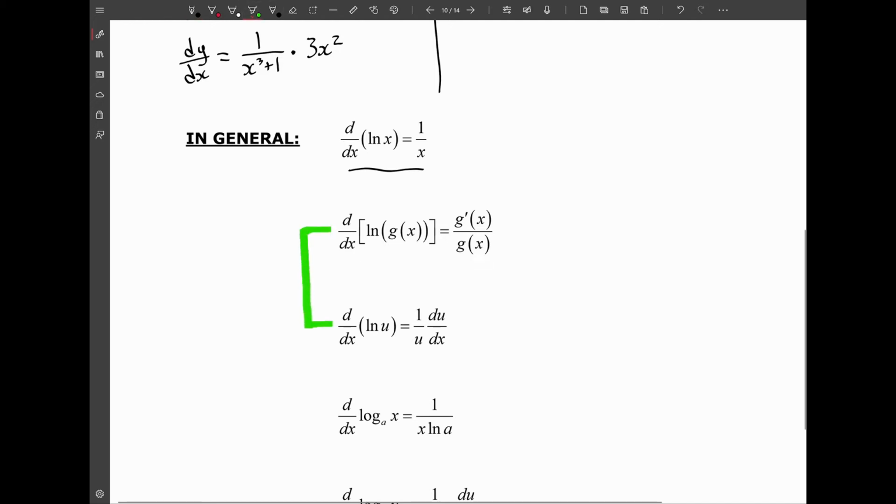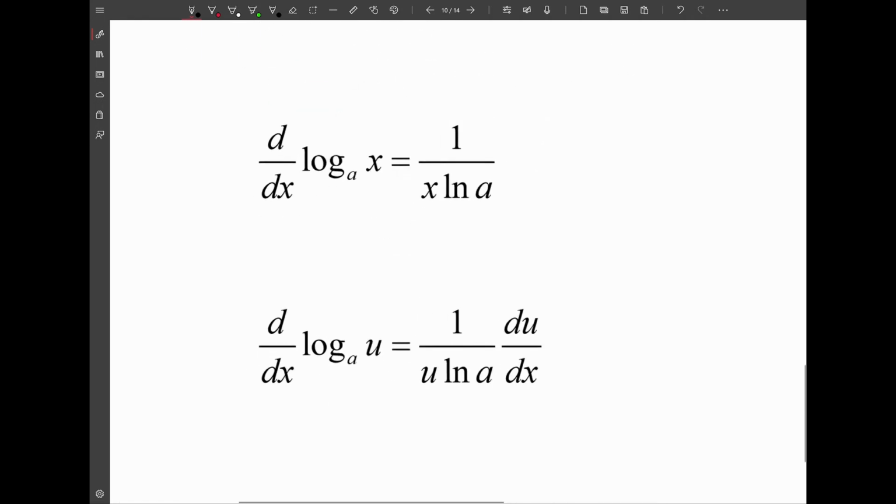Fun fact, these two are exactly the same thing. In one, it uses g of x to denote our function. In the other one, it uses u. It doesn't matter. They're the same thing, right? We could easily rewrite this as 1 over g of x times g prime of x. It's the same thing. No difference, right? So those two are just saying the exact same thing. They're just the chain rule of natural logarithm of x.